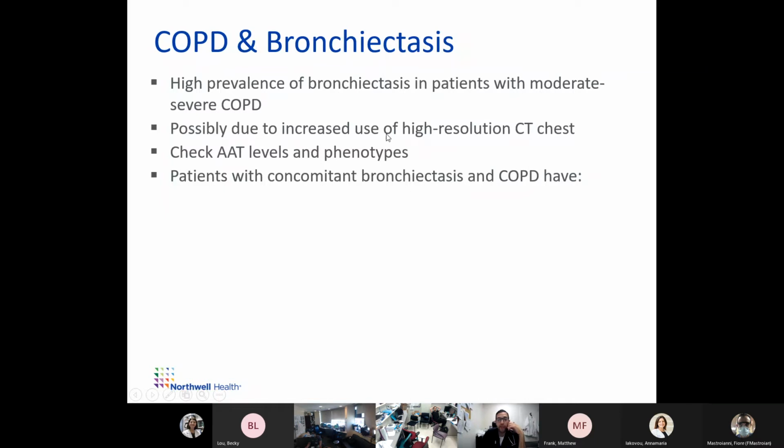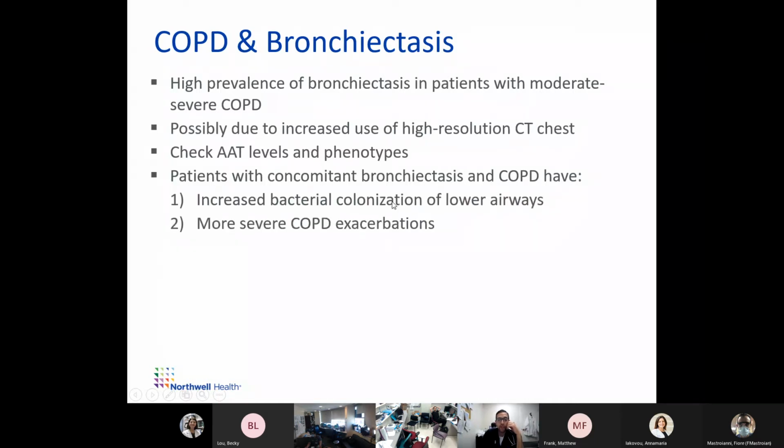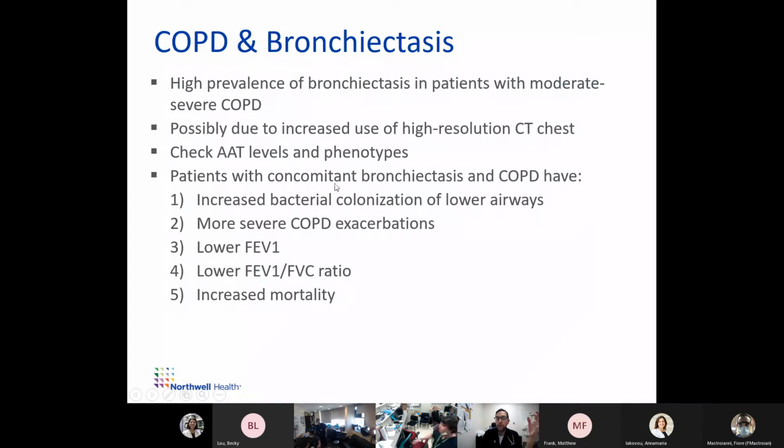These patients who have concomitant bronchiectasis and COPD are known to have increased bacterial colonization of the lower airways, more severe COPD, a lower FEV1/FVC ratio, and higher mortality. So it's very important to recognize these patients because if, for example, they're colonized with Pseudomonas or other pathogens, helping to treat that can improve their quality of life, can improve their exacerbations, and decrease their bacterial colonization.